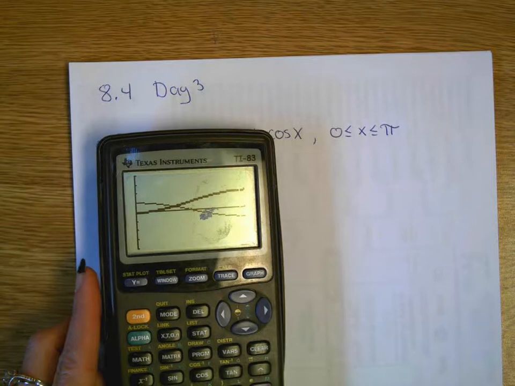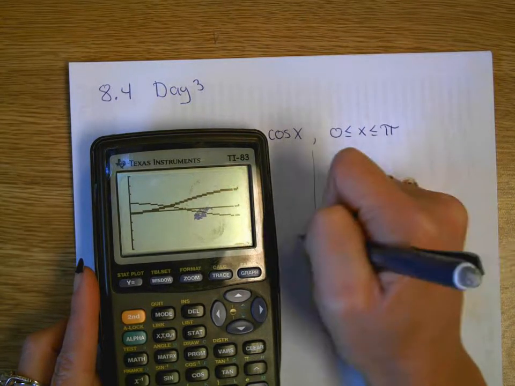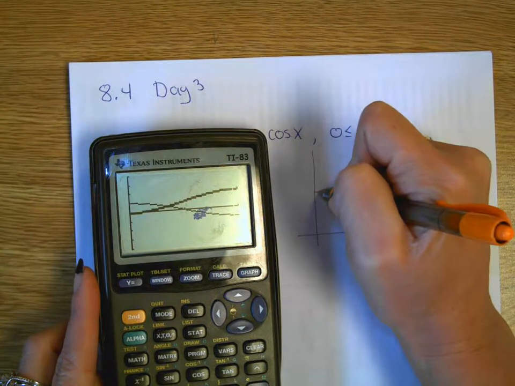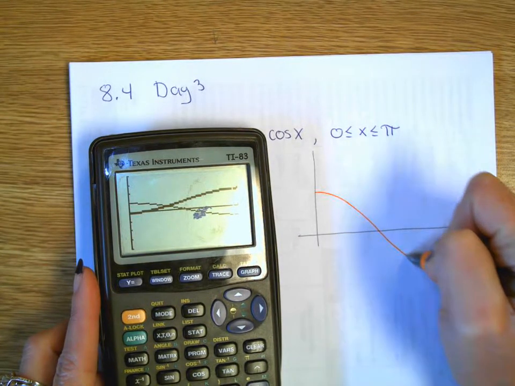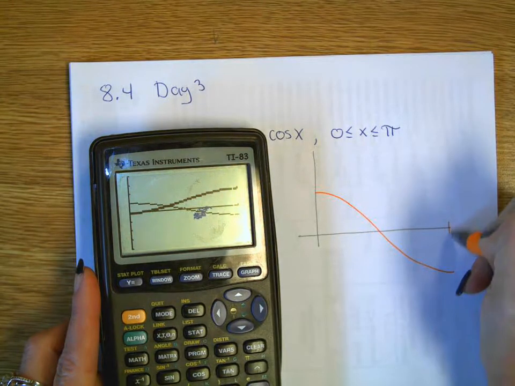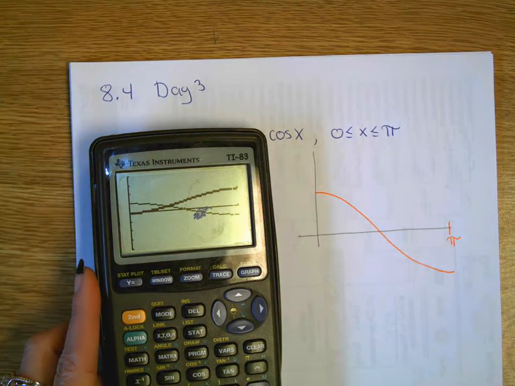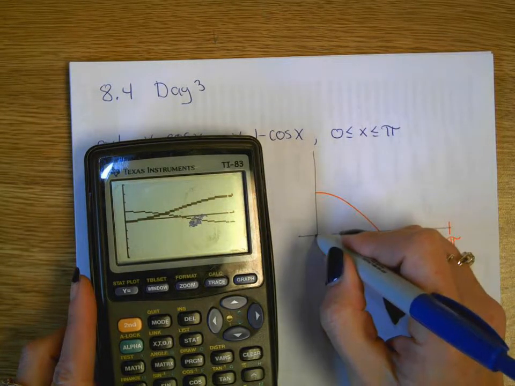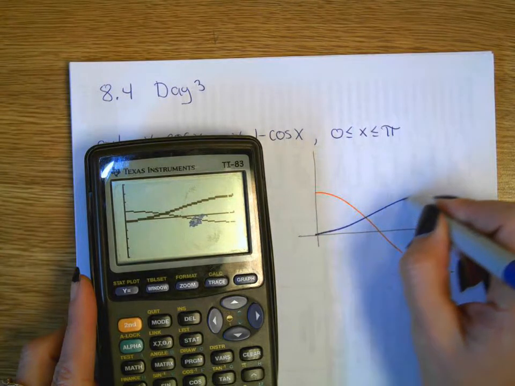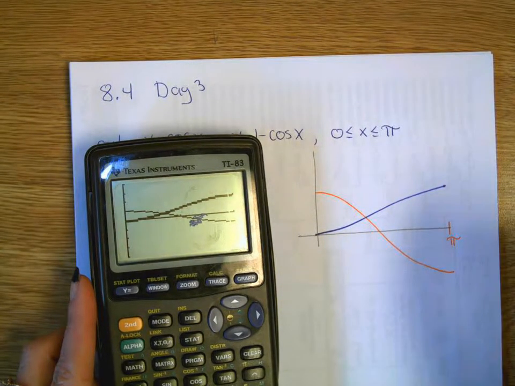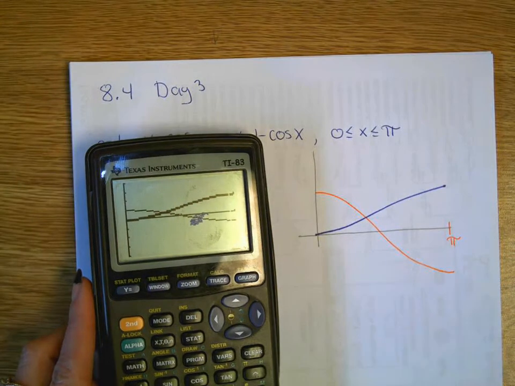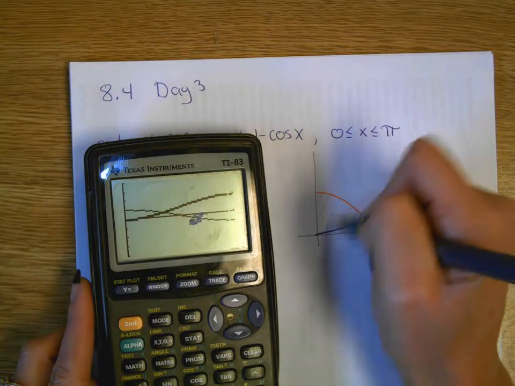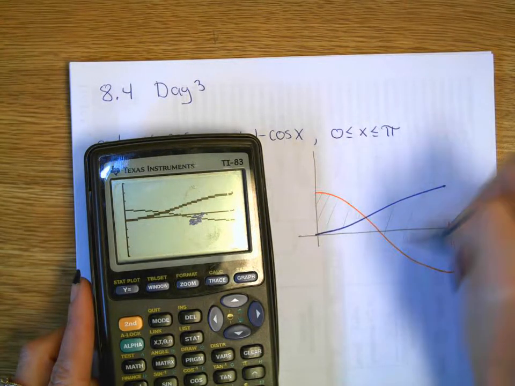So if we look, the cosine x I will put in orange. So we'll let this be pi here. I'll end it. And then the 1 minus cosine x appears to do this. So if you look at my area, it's broken into two regions. I've got the region here, then it crosses, and I've got the region here.